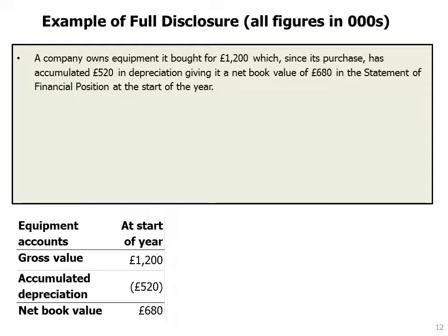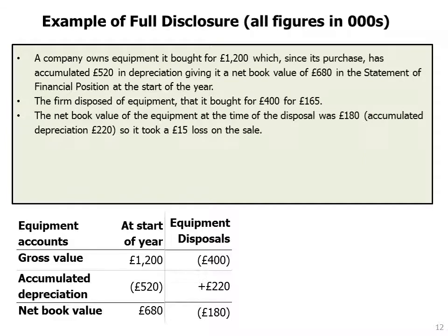Let's go through an example showing full disclosure. A company owns, and all of the figures here are in thousands, equipment it bought for 1,200, which since its purchase has accumulated 520 in depreciation, giving it a net book value of 680 in the statement of financial position at the start of the year.